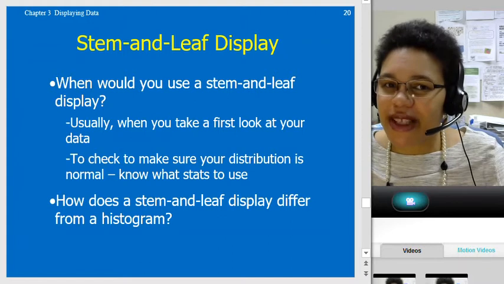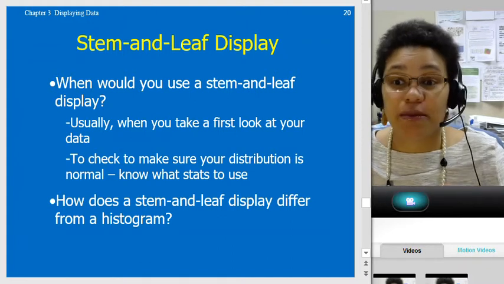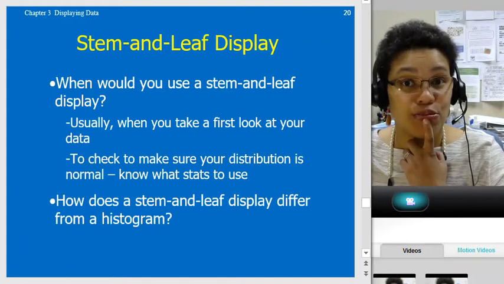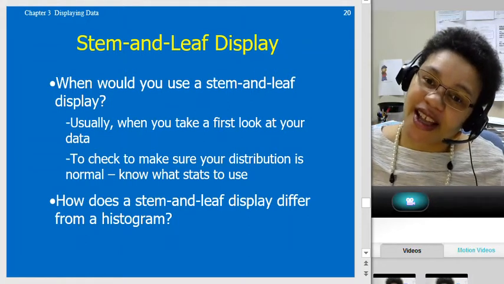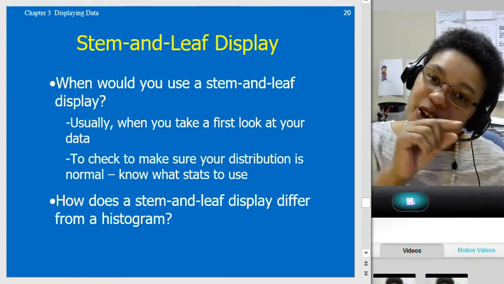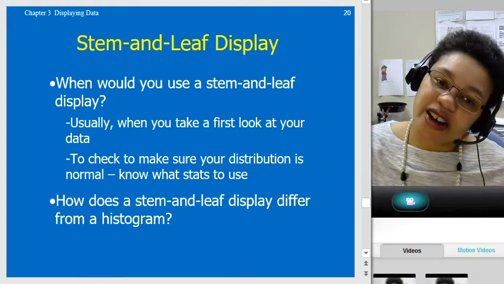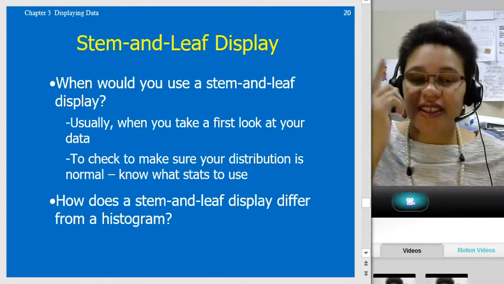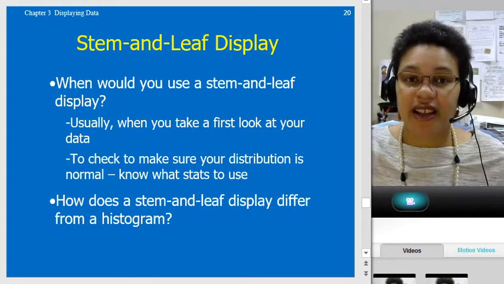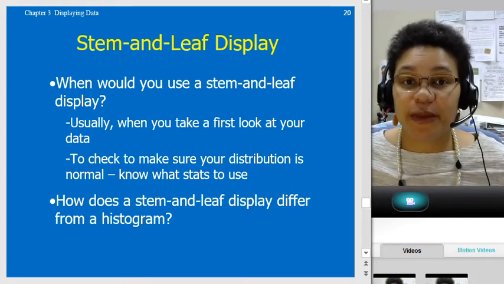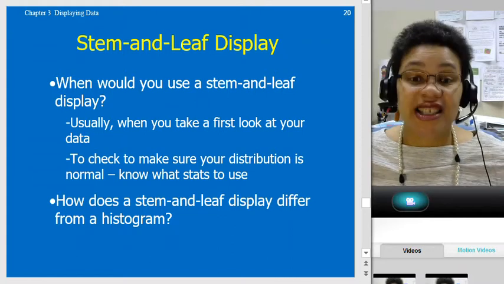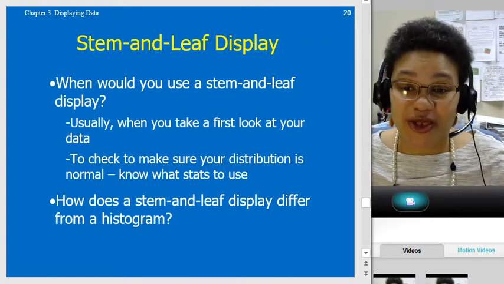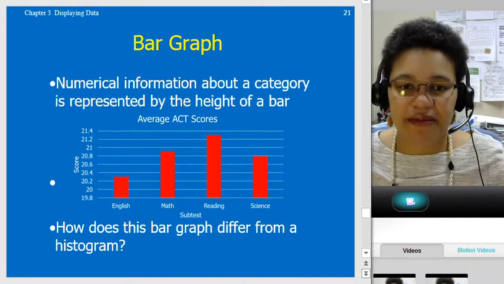Now, how does a stem and leaf display differ from a histogram? Well, one thing is the orientation. In the stem and leaf display the leaves or bars are going horizontal, whereas in a histogram, normally the bars are going up or down. A stem and leaf display gives you more information because you know what each value is. A stem and leaf display is not as commonly used as a histogram.